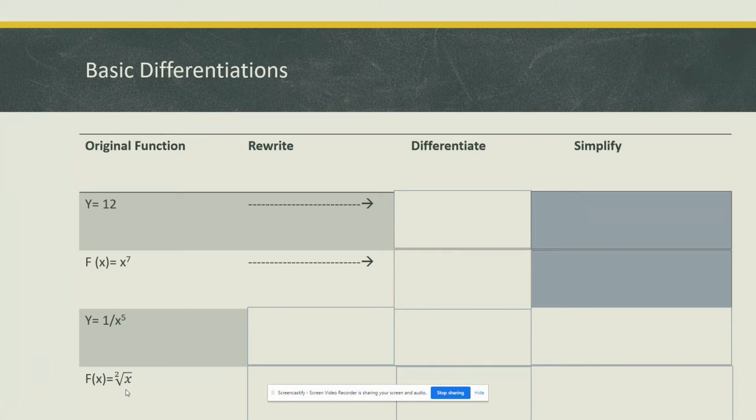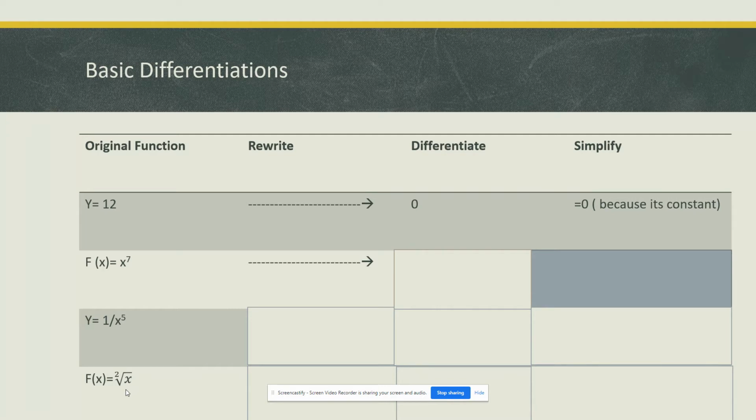Here there is no need to rewrite anything because it is in the correct order, so I've left that box blank. To differentiate such a function, y equals 12 is a constant. Differentiating any constant, whether it be 12, 100, 2 million, any number that's a constant, the answer would be 0. So in simplified form, it would still be 0, with the reason being that it's a constant.